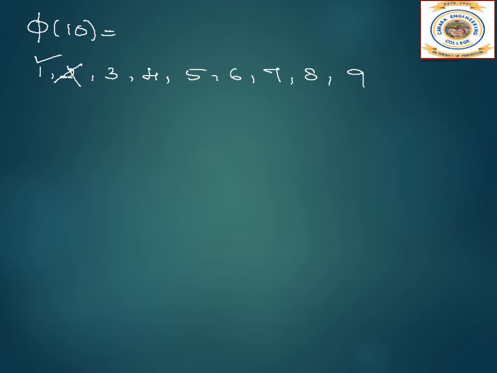3 and 10, yes, this is relatively prime. 4 and 10, we have 2 as a common divisor there. Okay, common factor. 5 and 10, I can divide 10 by 5. So this is also not relatively prime to 10. Then 6 and 10, again 2 is a common factor. 7 and 10, yes, relatively prime. 8 and 10, again common factor we have 2. 9 and 10, yes, it is relatively prime. So how many numbers? 1, 2, 3 and 4. So phi of 10 will be 4.